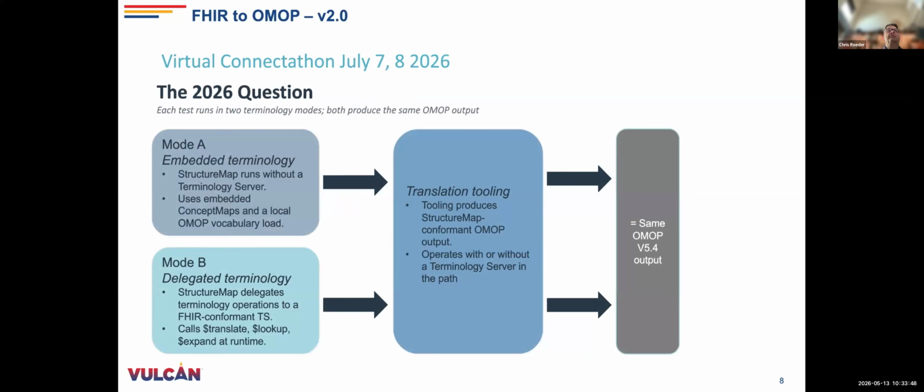So, in this graph, we've got the basic idea that you're translating the data, and there are two aspects to converting the data. One is to convert the concepts from different vocabularies that may be in the FHIR data into vocabularies that are available in the OMOP world.